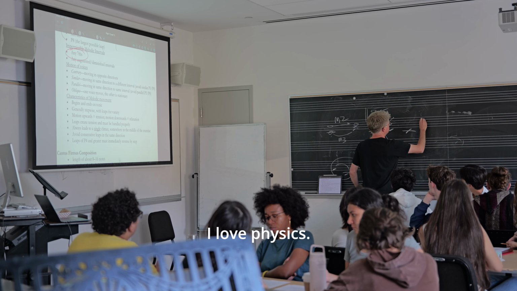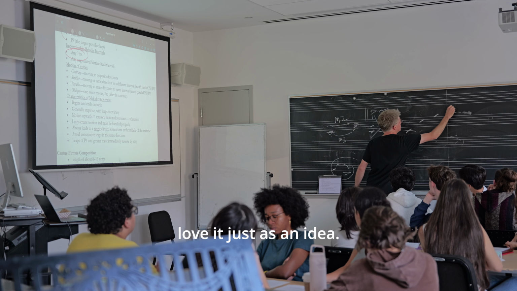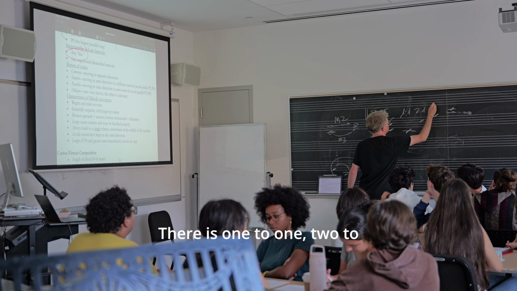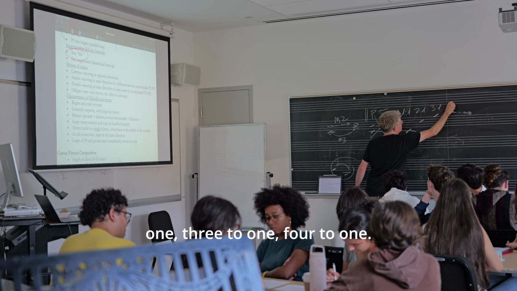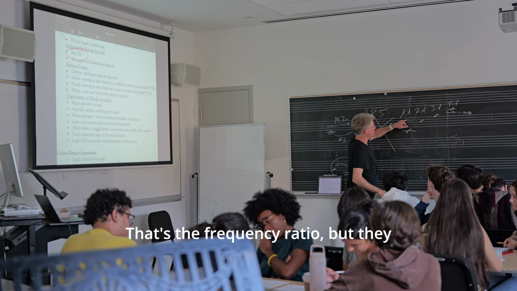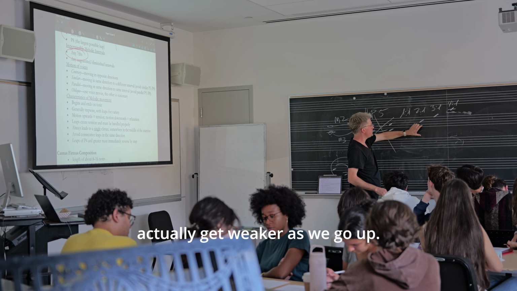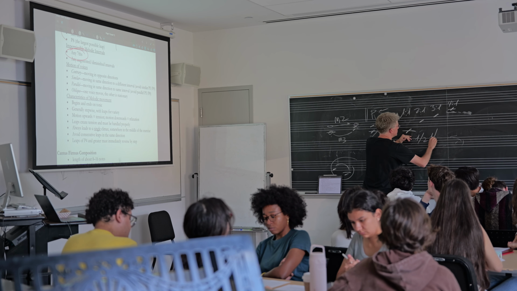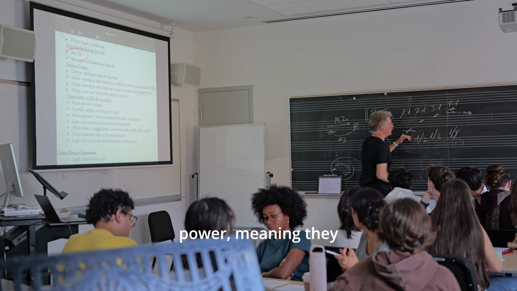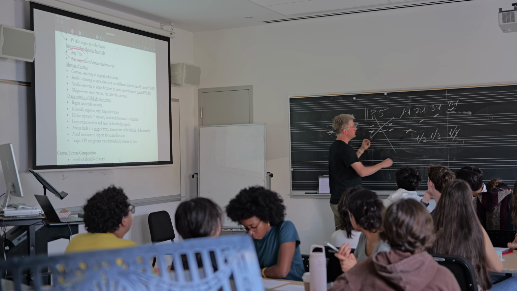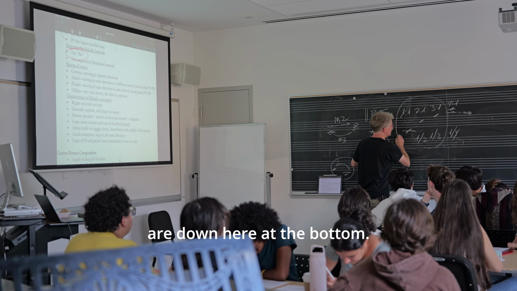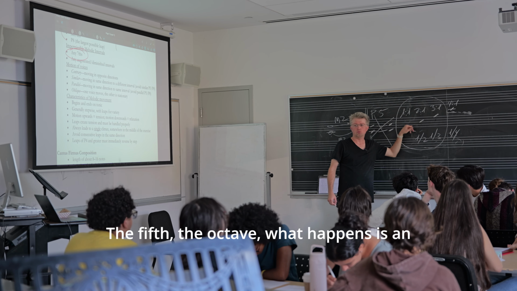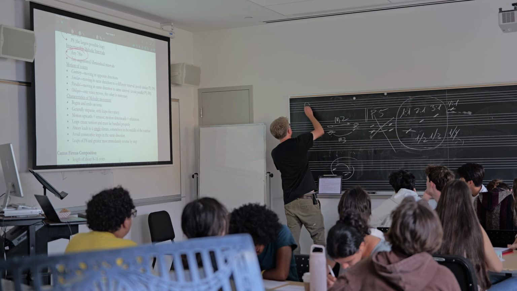I love physics. I'm terrible at it, but I love it. So here's 1 to 1, 2 to 1, 3 to 1, 4 to 1. That's the frequency ratio, but they actually get weaker as we go up. So this is full power, this is half power, one third power, one quarter power, meaning they get softer as they go up. So the strongest intervals are down here at the bottom. The fifth, the octave. What happens is an effect called fusion.